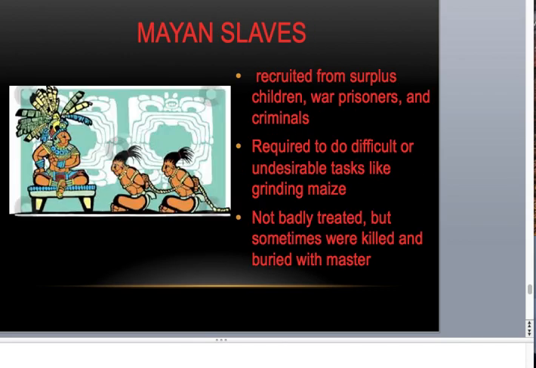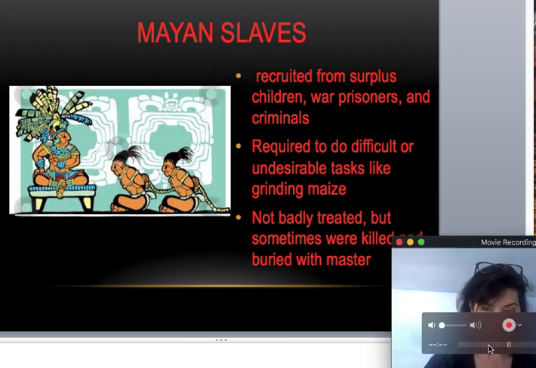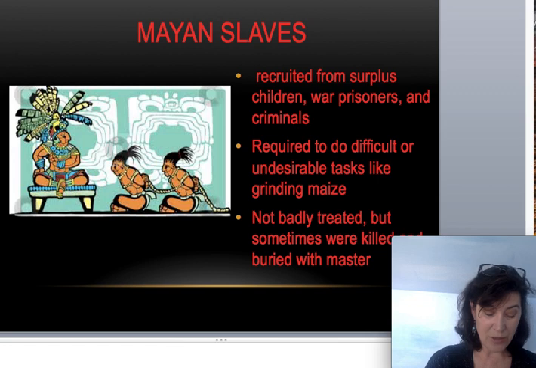The next and lowest part of our hierarchy is, of course, the slaves. Maya art depicts numerous people who were slaves. Some slaves were born into servitude. And others were recruited from three main sources.